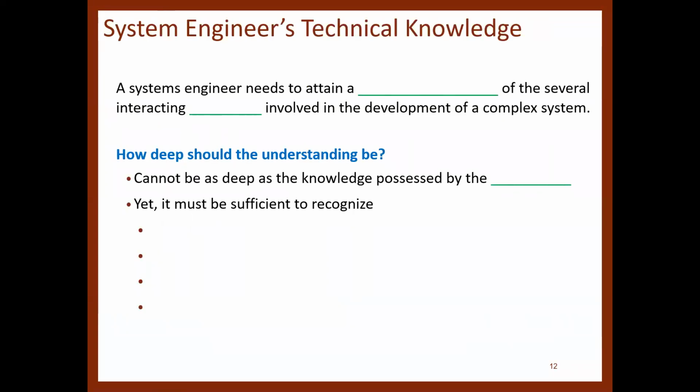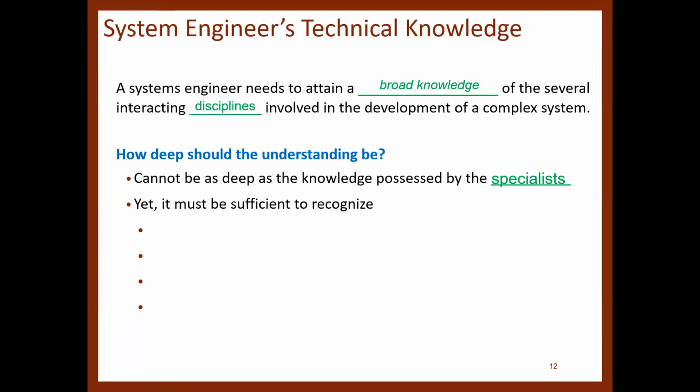So a systems engineer needs to attain a broad knowledge of several interacting disciplines involved in the development of a complex system. But how deep should the understanding be? Again, it's impossible for anyone to have a complete detailed understanding of every single component of your system. So it cannot be as deep as the knowledge possessed by the specialist. Remember that you're working with multiple different disciplines, so it's impossible for you to have an understanding of every single discipline that is involved in your development.